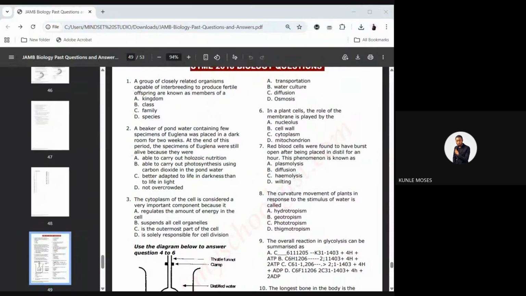The curvature movement of plants in response to the stimulus of water is called what? That one is simple. The red blood cells were found to have burst open after being placed in this tube for an hour. The phenomenon is known as what? I believe all these things, you should know them. In plant cells, the role of the membrane is played by what?